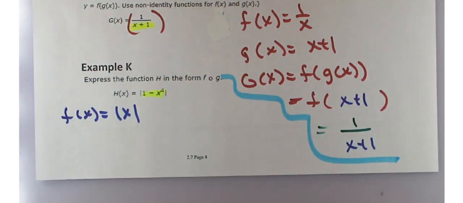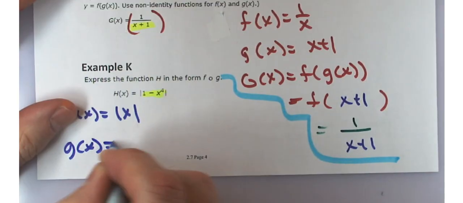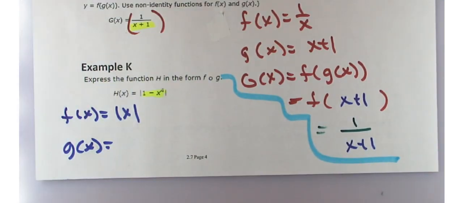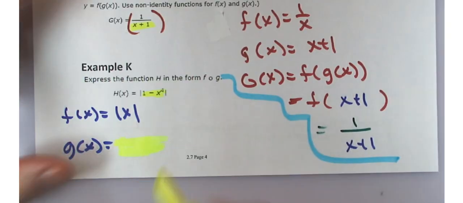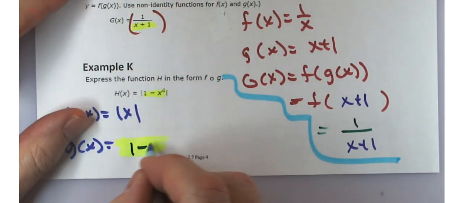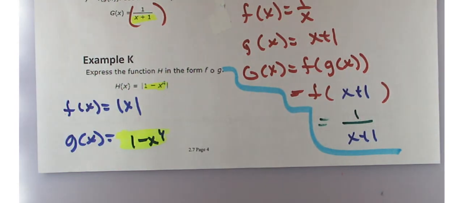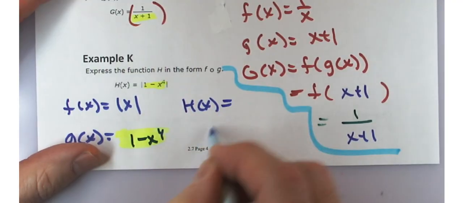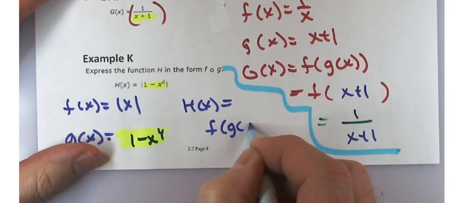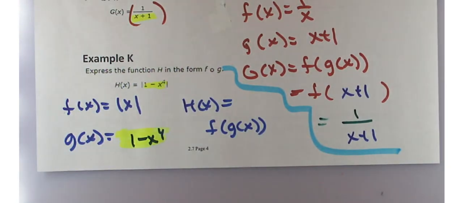How about the inside function? What's the inside function? Any thoughts there? Yeah, 1 minus x to the fourth. Thank you. So 1 minus x to the fourth. And when you put those two functions together, bam, you get this function. H of x equals f of g of x. And that's nice. Okay. Whew.